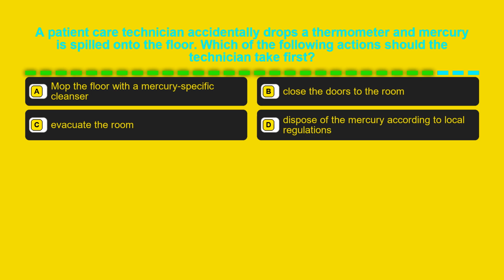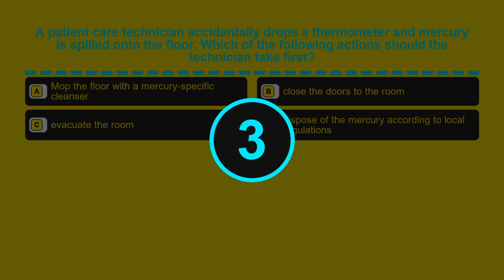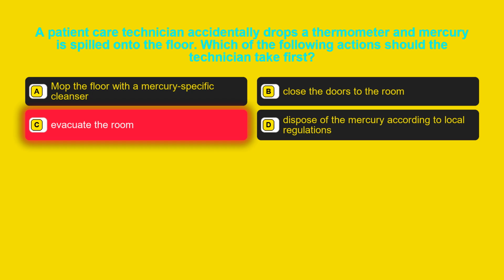Question 74. A patient care technician accidentally drops a thermometer and mercury is spilled onto the floor. Which of the following actions should the technician take first? Option A, mop the floor with a mercury-specific cleanser. Option B, close the doors to the room. Option C, evacuate the room. Option D, dispose of the mercury according to local regulations. The correct answer is option C, evacuate the room.